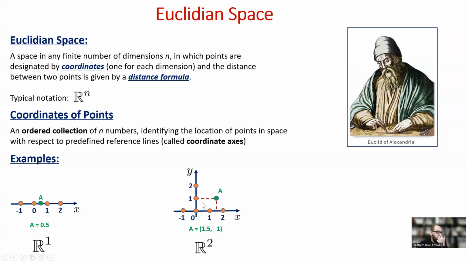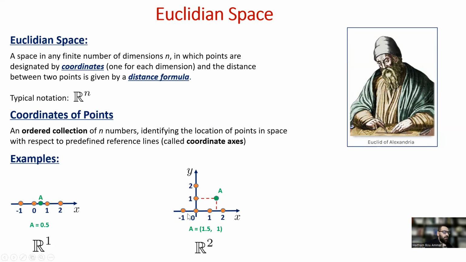Here's a two-dimensional Euclidean space, where now instead of having one coordinate axis x, we will have two coordinate axes, x and y. And why do we need two? Because now we are in R2, right? Meaning that we are in a two-dimensional Euclidean space. So we need two coordinate axes to define a point in that space, because we need to localize it across the first dimension and we need to localize it across the second dimension.